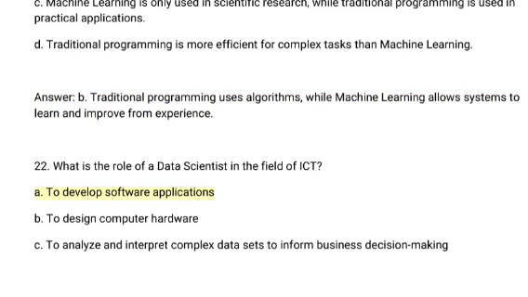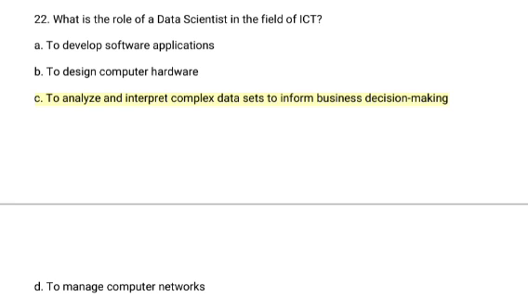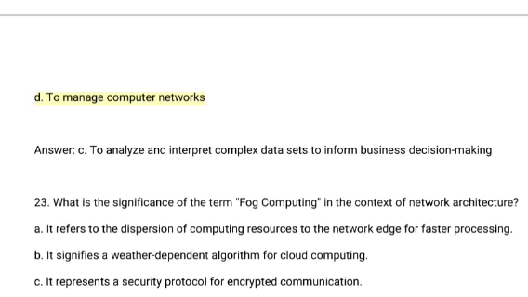22. What is the role of a data scientist in the field of ICT? A. To develop software applications. B. To design computer hardware. C. To analyze and interpret complex data sets to inform business decision-making. D. To manage computer networks. Answer. C. To analyze and interpret complex data sets to inform business decision-making.